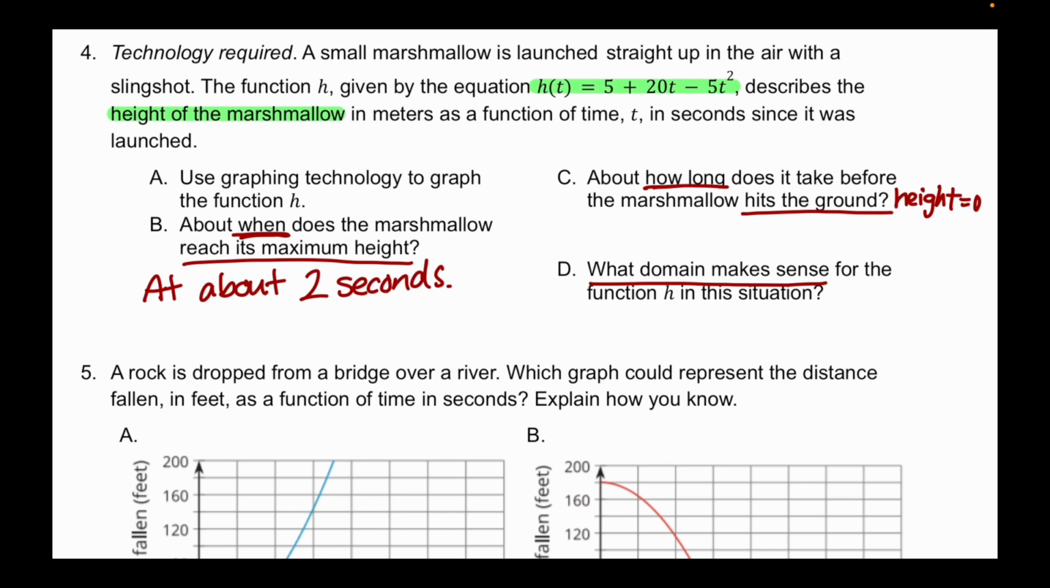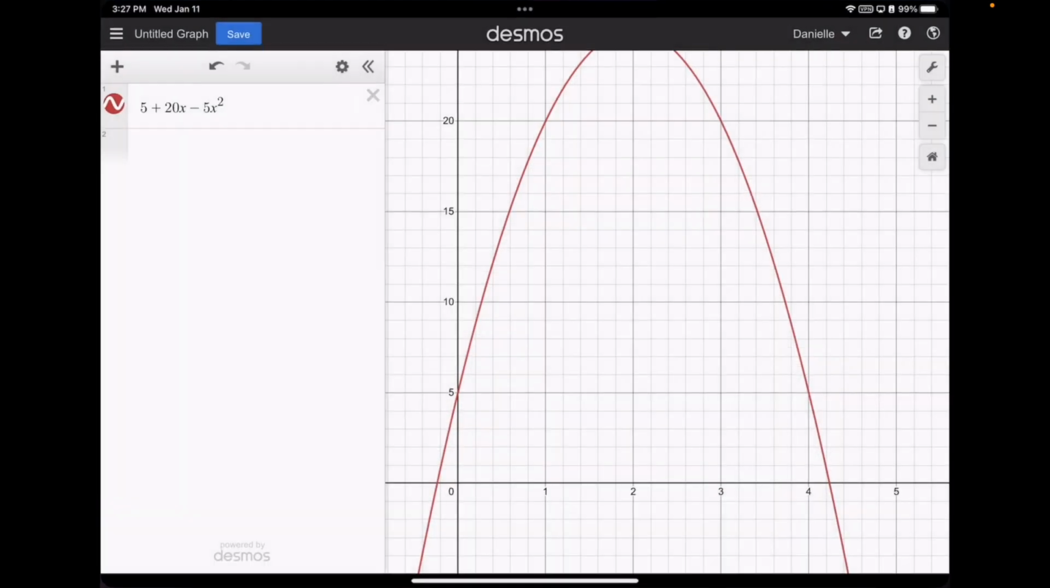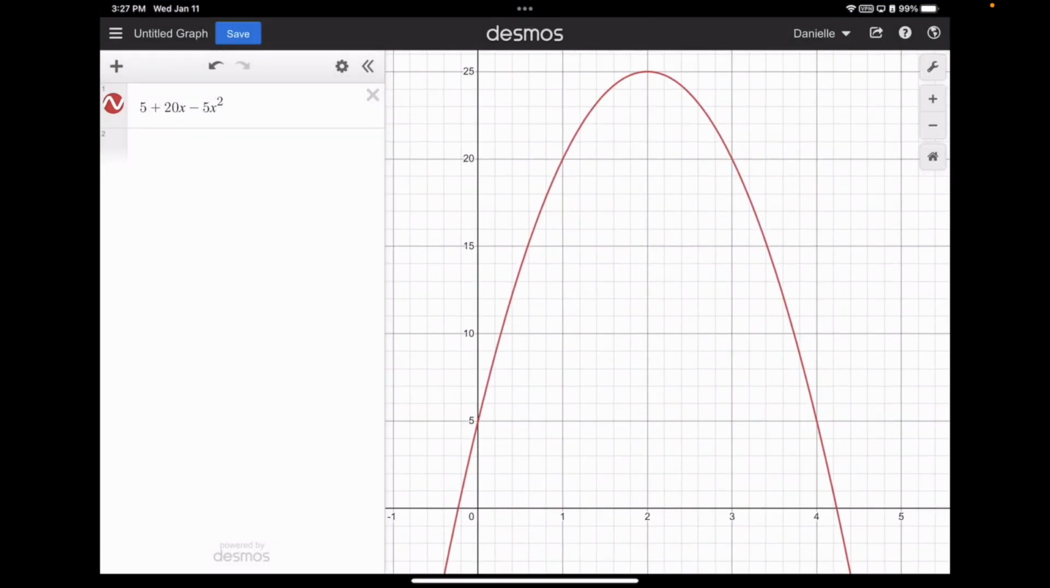Now we want to answer how long it takes before the marshmallow hits the ground, and we said that height was 0. So for that height to be 0, that is going to be down here at the bottom, this other point on the right-hand side. Because if the height is 0, it's on the ground. So that's 4.236. But you'll notice I also have another spot where it might hit the ground, and that's negative 0.236.